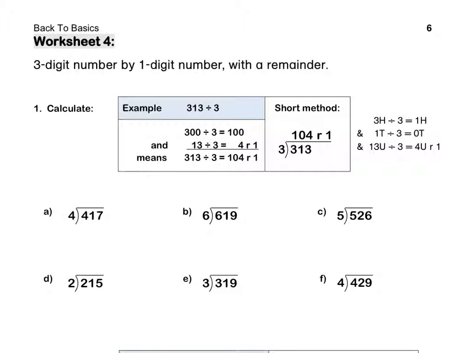Worksheet 4. 3 fits into 3 once. 3 fits into 1 0 times. 3 fits into 13 4 times with a remainder of 1. Let's look at B. 6 fits into 6 once. 6 fits into 1 0 times. 6 fits into 19 3 times, remainder 1. Press pause to complete question 1.